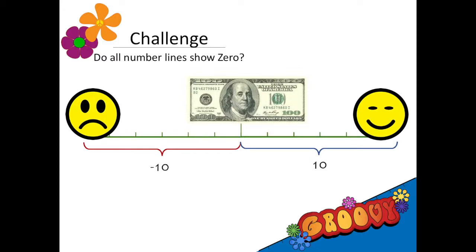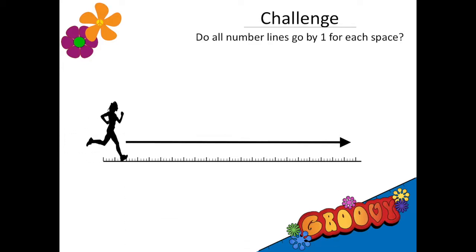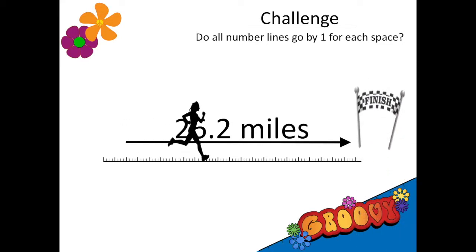One more challenge question for you. Do all number lines go by 1 for each space or tick mark? No way. Just ask a marathon runner. Marathons are 26.2 miles long, and any marathon runner will tell you that the last 0.2 miles are the hardest. They would never want to be measured on a number line that only shows whole numbers because they'd only get credit for 26 miles.